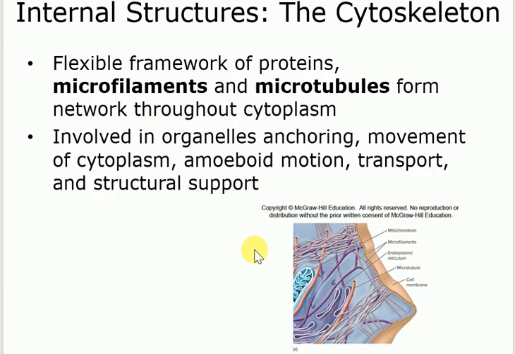Internal structure: this is a framework of proteins, microfilaments, and microtubules, and we talked about this in the beginning. It's just like our cytoskeleton. Cyto means cell, skeleton means skeleton, right? Like our skeleton, which is the bone, they have a skeleton inside the cell as well. These are tiny structures, microfilaments and microtubules.